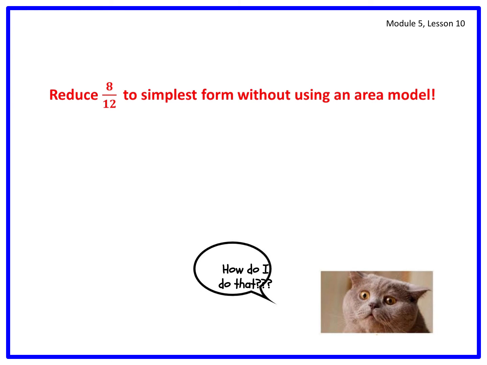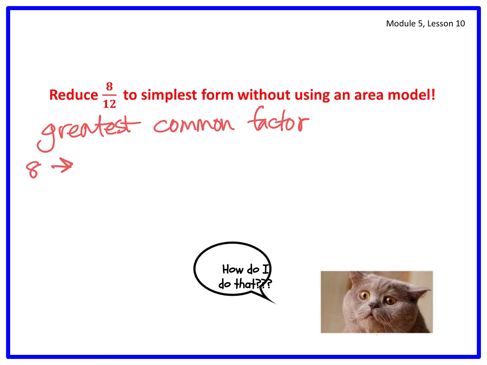Alrighty, now we're supposed to reduce 8/12 to simplest form without using an area model. Well, guess what? We already know how to do that because we just did that. So how do we do it? The first thing we need to do is find the largest or the greatest common factor. So that's what we're going to look for. We're going to look to find the greatest common factor of 8 and 12. So we look at 8, and we know, again, our factors for 8 are 1, 2, 4, and 8. We have to find our factors for 12.